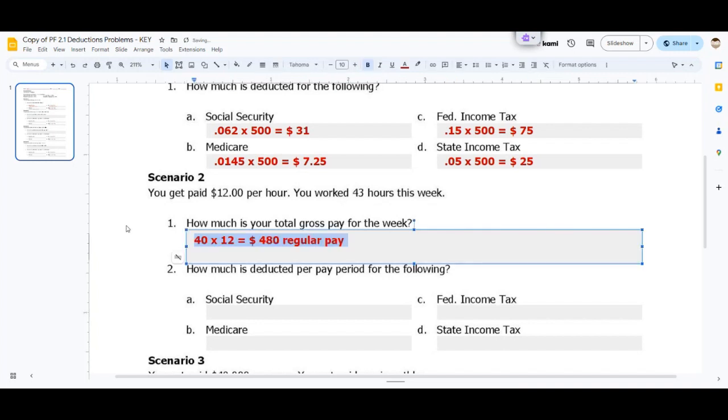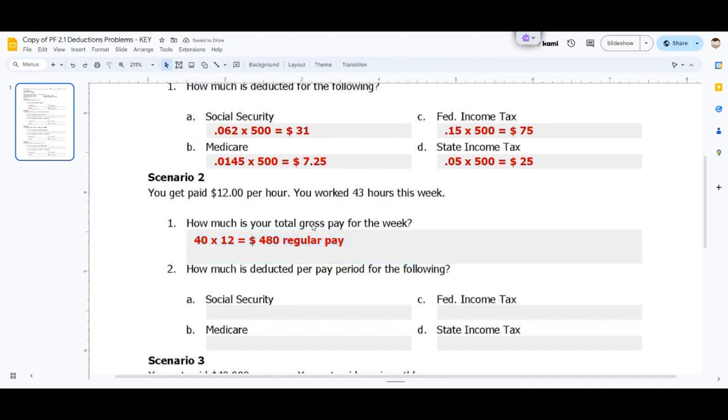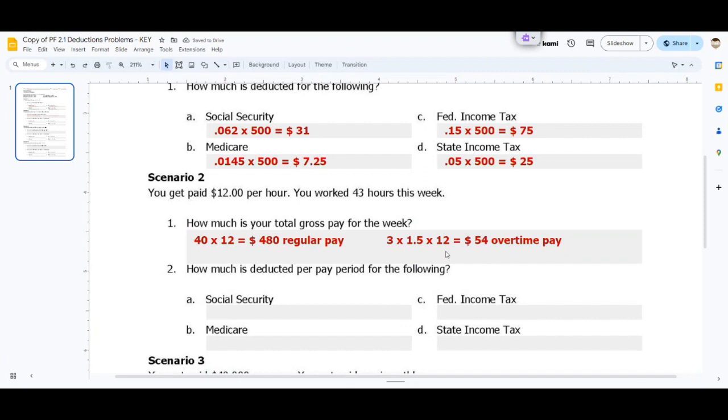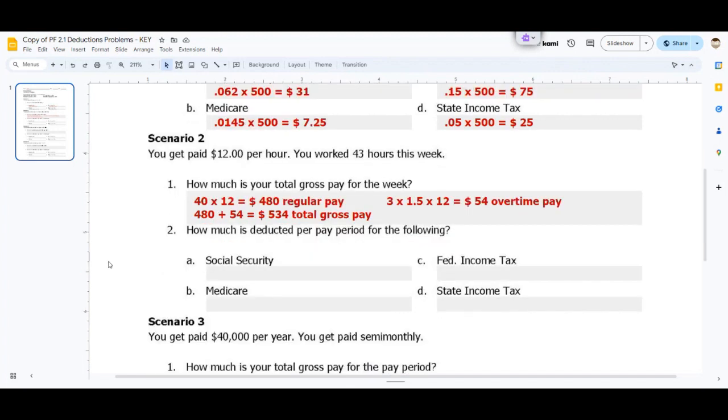So first, for my regular pay, 40 hours at $12 an hour is $480. And then we have 3 overtime hours. For those hours, we're earning 1.5 times our normal $12 an hour. So 3 times 1.5 times 12 is $54 in overtime pay. And then we would add those up to get our total gross pay. All right, so 480 and 54 is $534 in total gross pay. Now we're going to use that 534 as the basis for calculating our taxes.